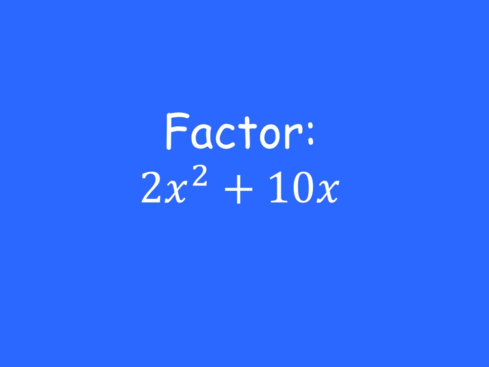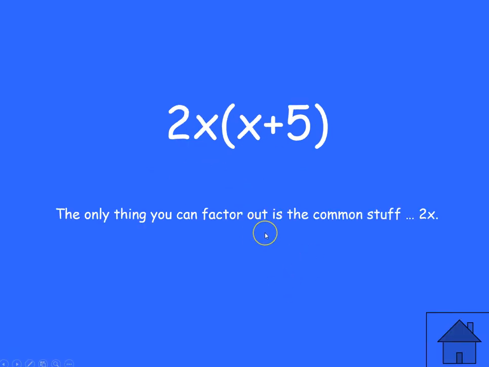Okay, time's up. Now, this is a tricky one because you need to take out the common stuff. Remember what I said. Don't ever try to factor a problem unless you've taken out the common stuff. Correct answer here is 2x. All you have to do is pull out the 2x, and you're just left with x plus 5. So don't forget, take out the common stuff.